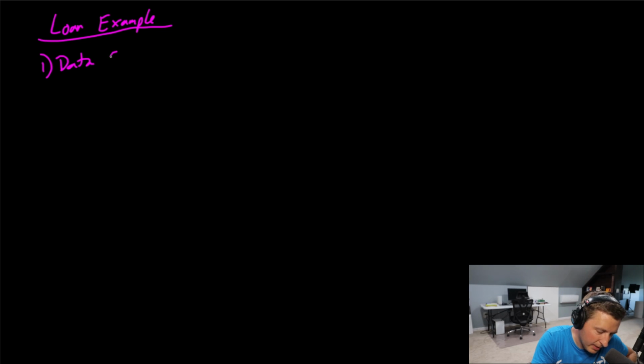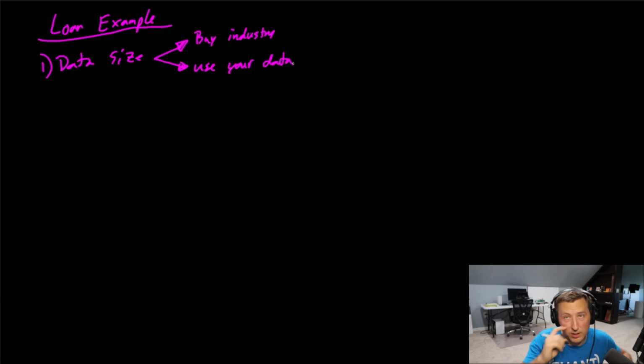You have data size, which is going to be, we understand from this coin toss example that we were looking at, as we were tossing and increasing the number of observations, we converge to more or less the true answer, the right answer here. But when you're a small firm, you don't have a lot of data. So you kind of have two paths you can take here. You can buy industry data, or you can just use your data. Or more specifically, you can combine the two.